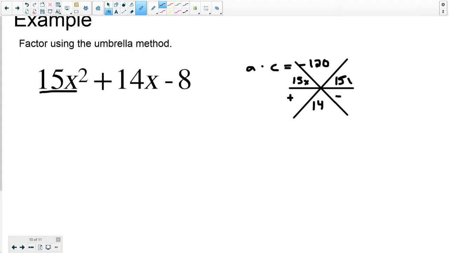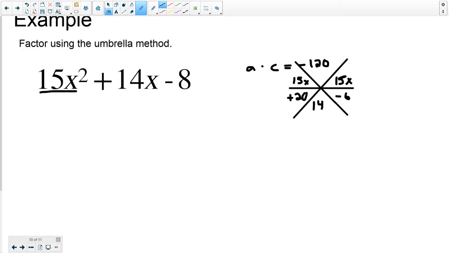So factors of 120, the ones that come to my mind: 1 and 120, 2 and 60, 3 and 40, 4 and 30, 5 and 24, excuse me, 5 and 20, 6 and 20. So 6 and 20 is going to give 14 if one of them is negative. If we do positive 20 here and negative 6, we in fact get the two factors of negative 120 that add up to 14.